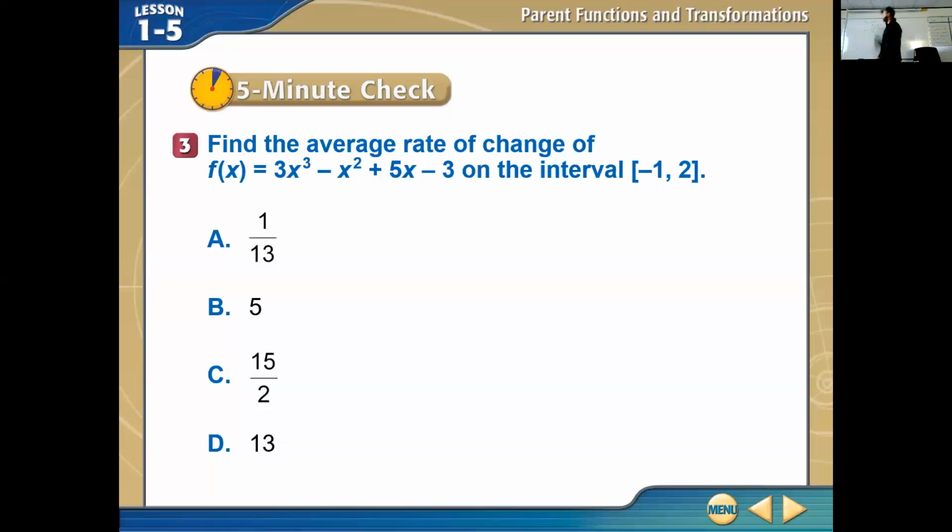Okay, so whenever it's asking for the average rate of change, remember it centers around the slope formula. f of x2 minus f of x1 in the numerator over x2 minus x1. Or the simple way that we talked about it in Algebra 2 is y2 minus y1 over x2 minus x1. Just they use function notation.